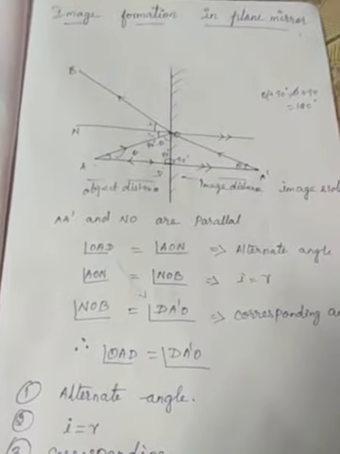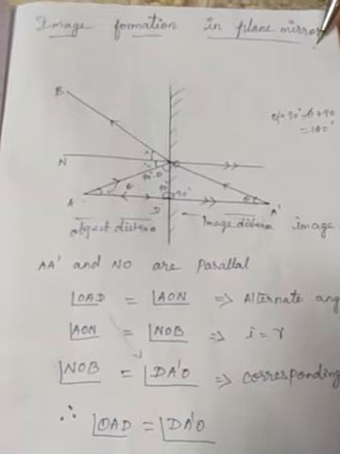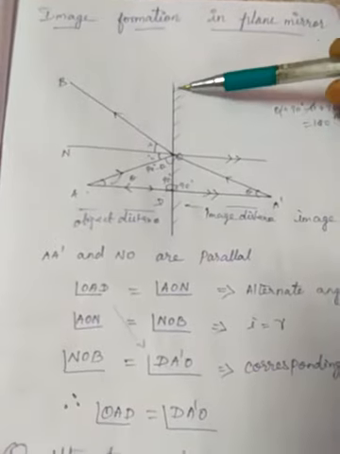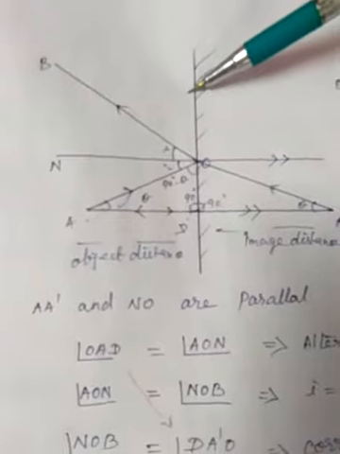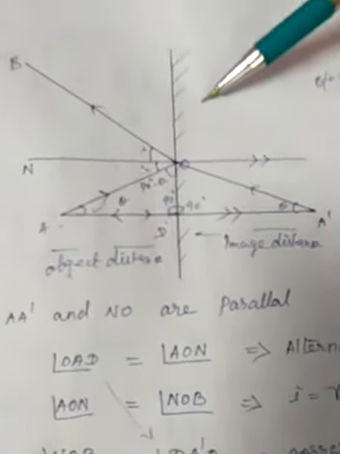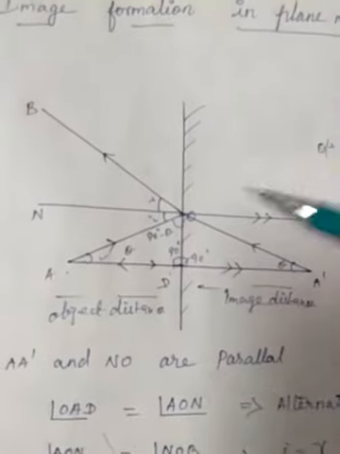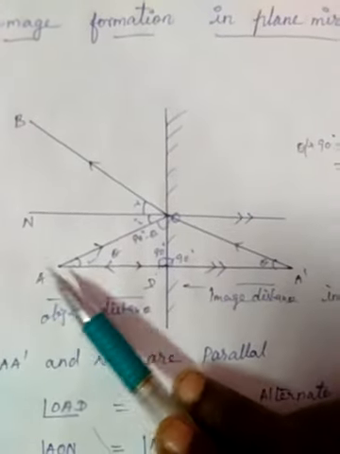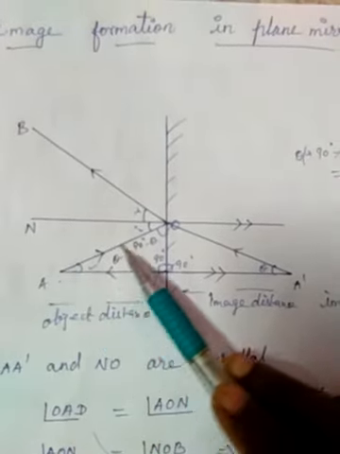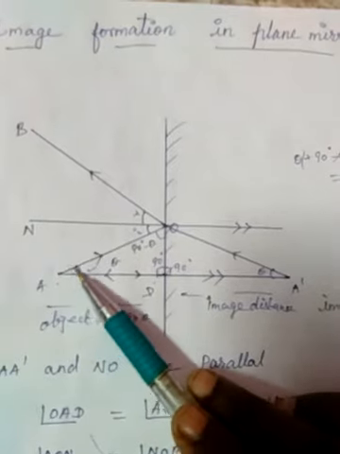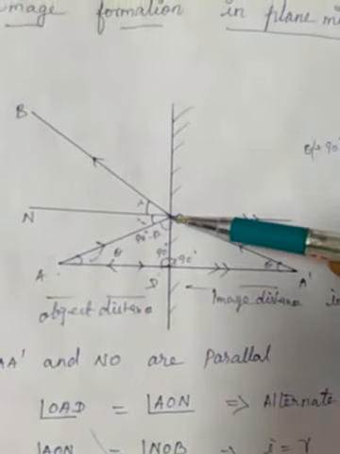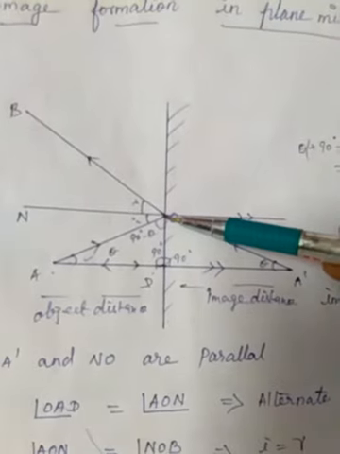Students, today we are discussing image formation in a plane mirror. First, we draw a plane mirror. One side of the plane mirror is a reflector, and the other side is a hot surface. First, you see the point A, an incident ray. That incident ray falls on the reflecting mirror at point O. Are you understood?